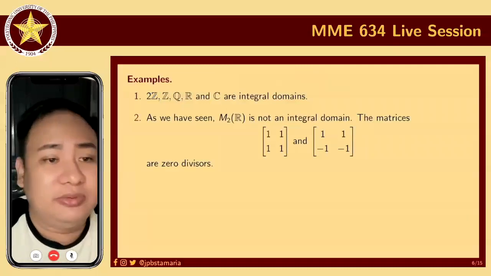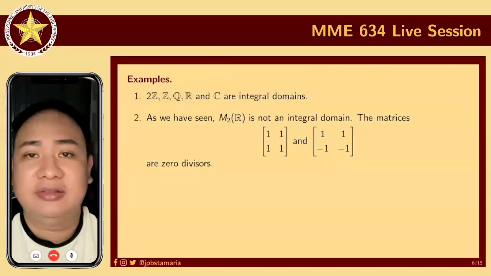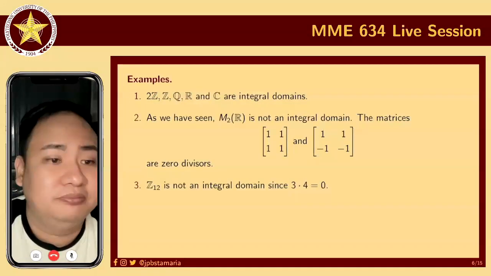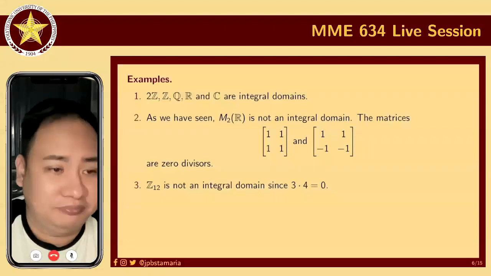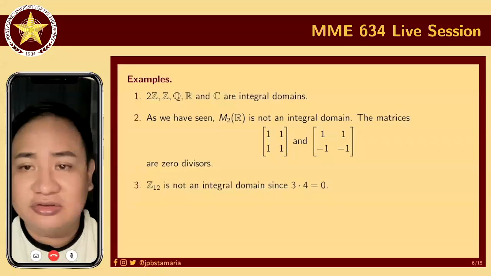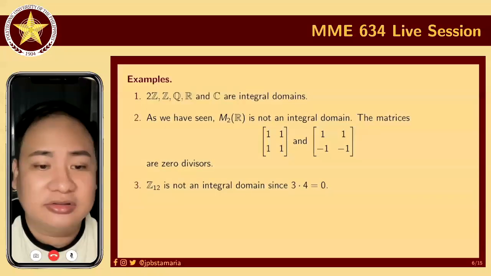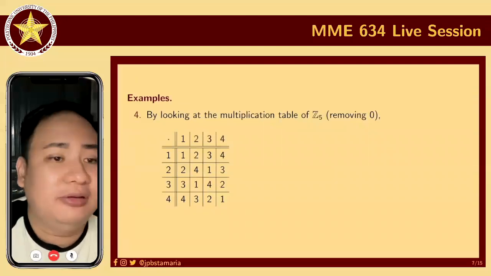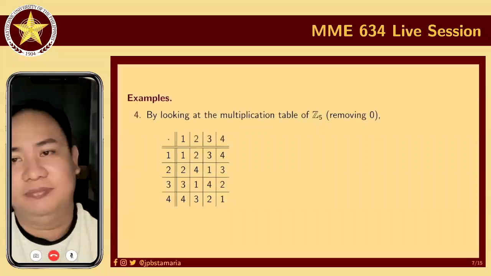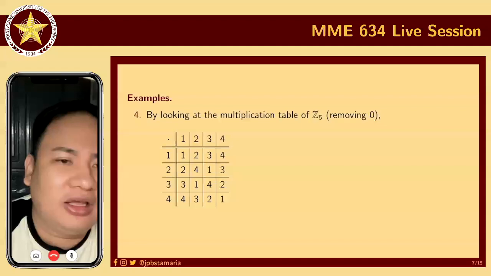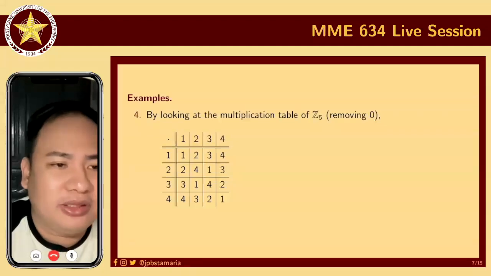But as we have seen, yung ring of matrices natin is not an integral domain because you can find non-zero matrices which multiplies to 0. Also, as per our example, Z sub 12 is not an integral domain because you can find non-zero elements whose product is 0. But now, look at the multiplication table of Z sub 5. Hindi ko na sinama yung 0 kasi kahit sino namang i-multiply mo sa 0, 0 rin, no? Ano ang ibig sabihin ng multiplication sa Z sub 5 ulit?